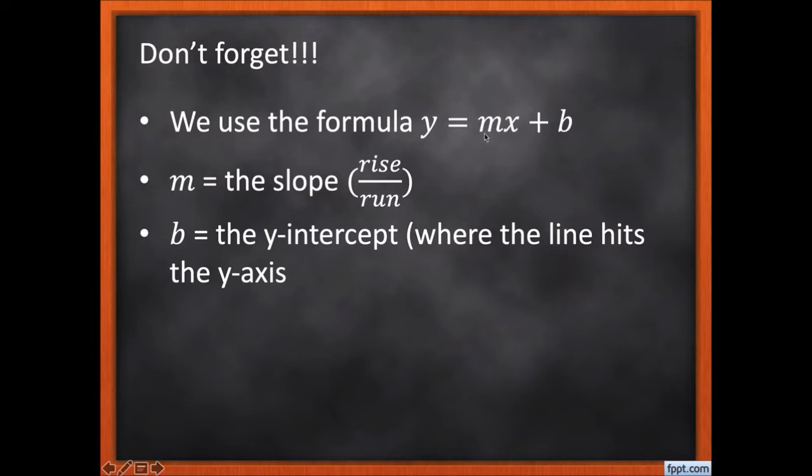You're going to use the formula y equals mx plus b, where m is the slope. We know that that's rise over run. Remember, you're always going to go up or down and then to the right. And then b is the y-intercept. It's where the line hits the y-axis. Remember, b reminds you to begin, where this line begins. You can also think of where in the real world problem, where does it begin?